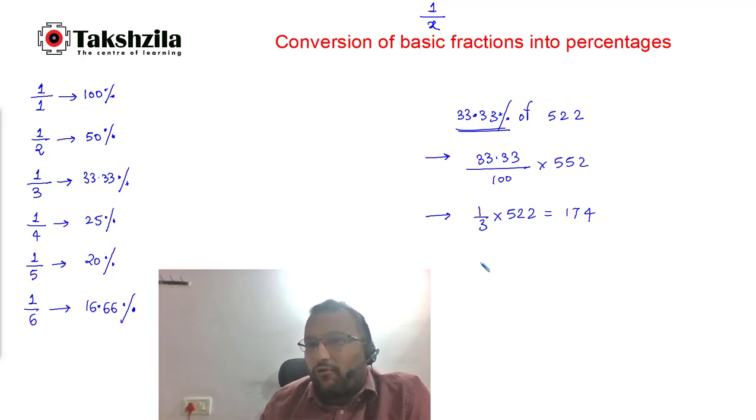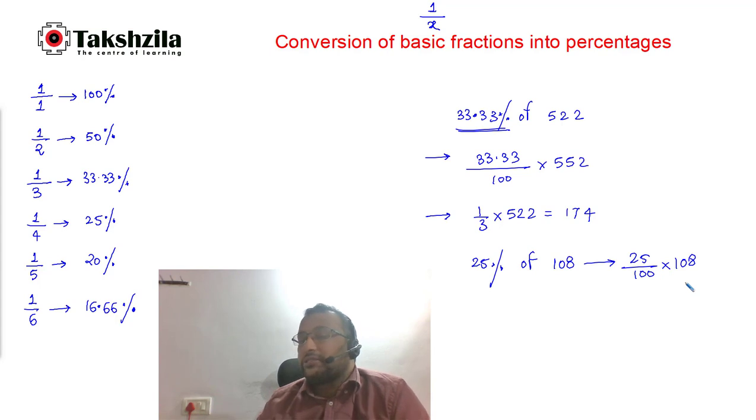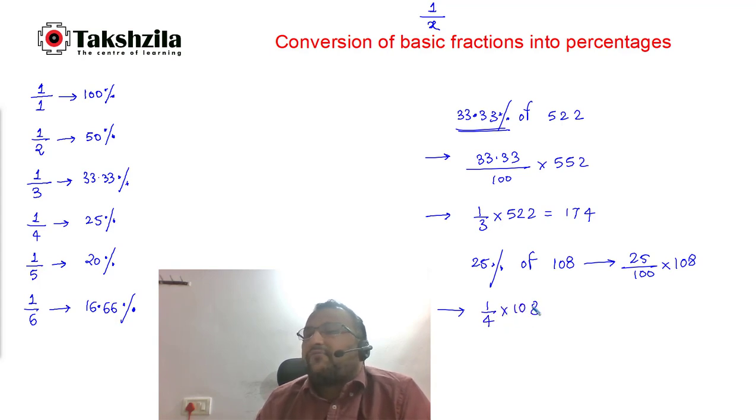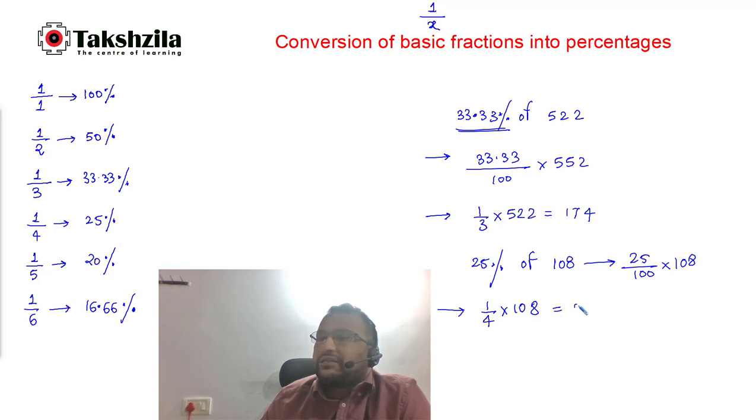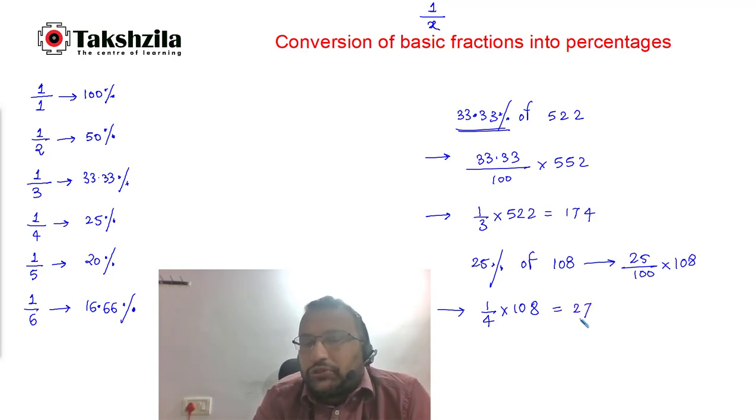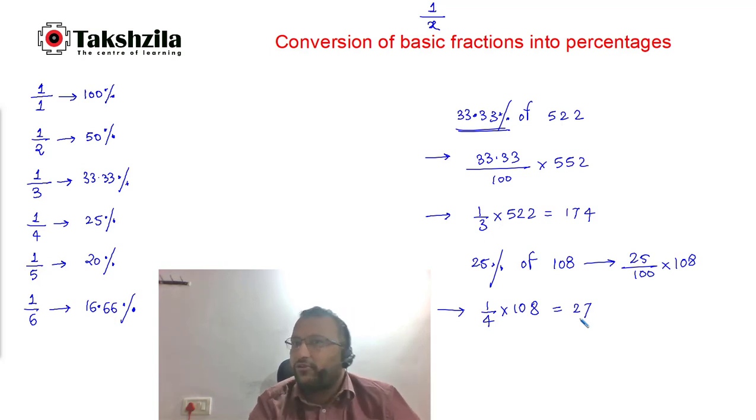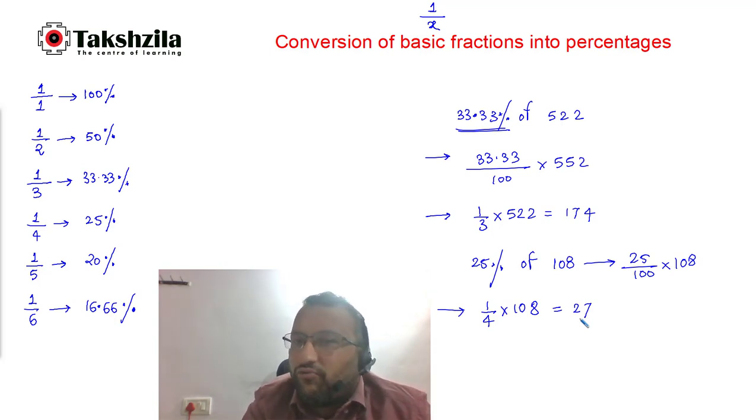For example, if I say I want to find 25% of 108. Now you cannot afford to do it like this, 25 by 100 into 108, 25 into 4 is 100 and so on. You are supposed to do these kind of calculations orally. Finding 25% of a number is nothing but multiplying that number by 1 by 4. Or finding 25% of a number is nothing but dividing that number by 4. So 108 by 4 is going to be 27. This is the use of remembering these fractions and their corresponding percentage values.